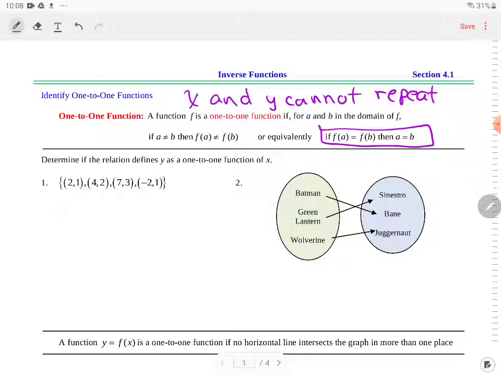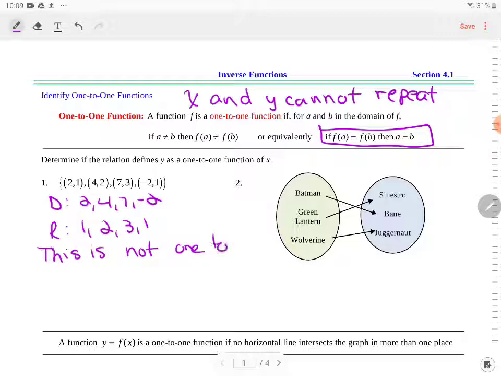So we will check out the domain for number 1. It is 2, 4, 7, negative 2. If you recall, a relation is a function if the x's do not repeat. There's only one x value, so that's good. The range is 1, 2, 3, 1. You can see that the y repeats, so this is not a one-to-one. I'll show you the mathematical symbols we use. Not one-to-one, because y repeats.